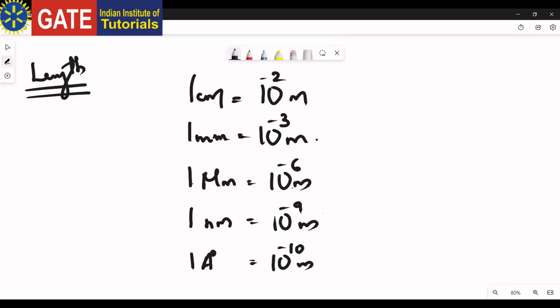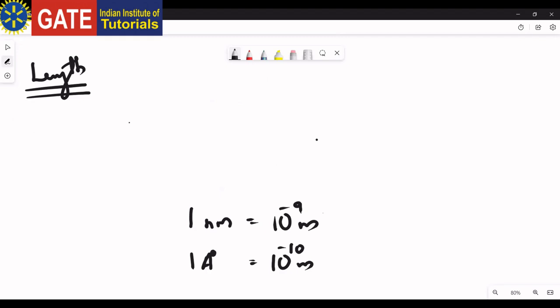Now coming to the larger units, 1 kilometer is equal to how many meters? 10 to the power 3 meter. Yes, we have to study this one. So all these conversions should be noted. These are very important ones, and then there is nothing else. The conversion between systems we'll be studying after dimensions. Okay, so that is about length.